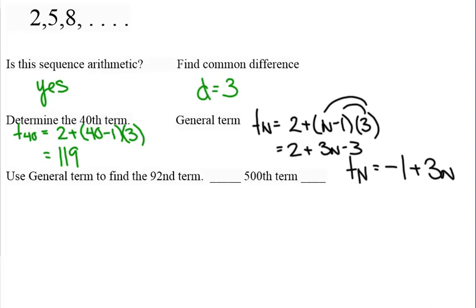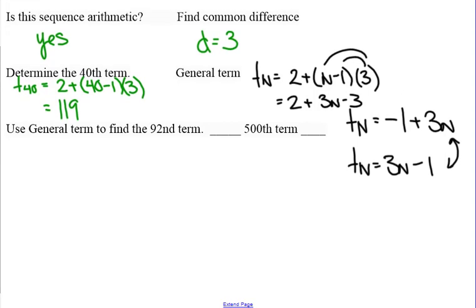It really doesn't matter what order you write it in. You could also write 3n minus 1. Those two expressions are the exact same thing. So use our general term to find the 92nd term. So T92 is equal to, I'm going to go 3 times 92 minus 1. Well, 3 times 92 minus 1 is -275. Nope, +275, classic.